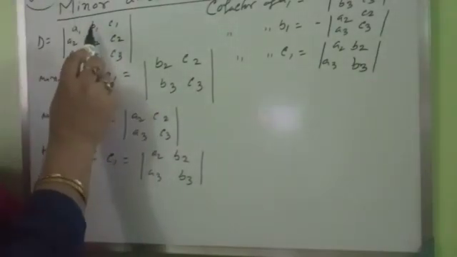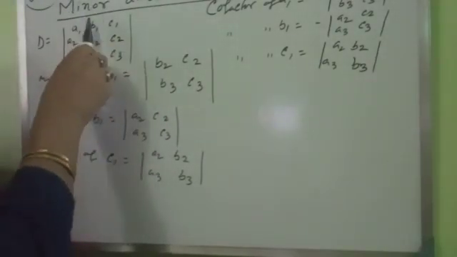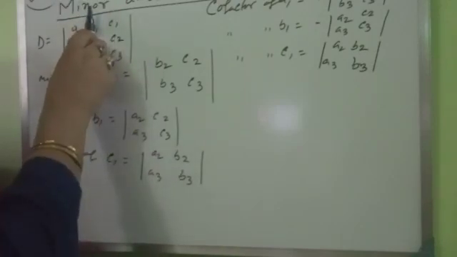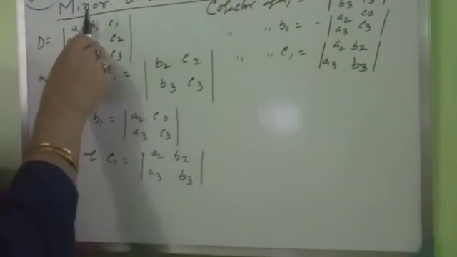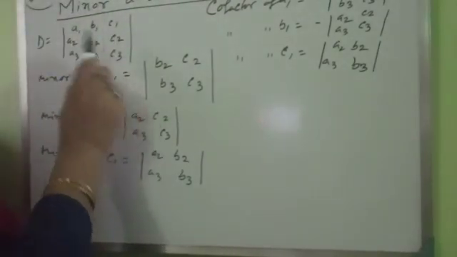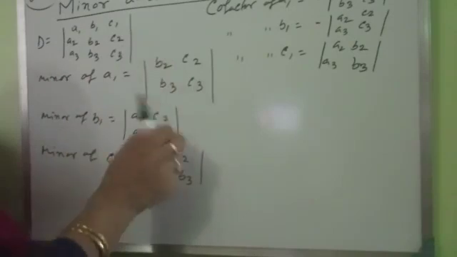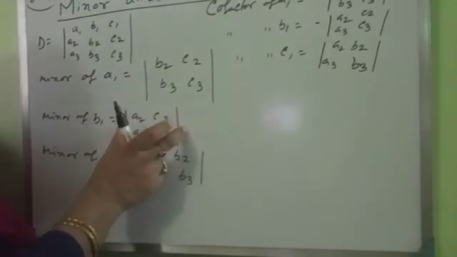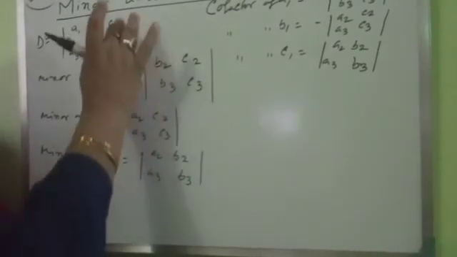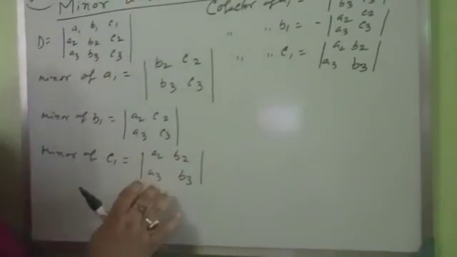Similarly, what is the minor of B1? B1 lies at the intersection of the first row and the second column. So we discard the first row and the second column. Then we get A2, C2, A3, C3 as the remaining elements, and this determinant is known as the minor of B1. So the minor of C1 will be A2, B2, A3, B3.